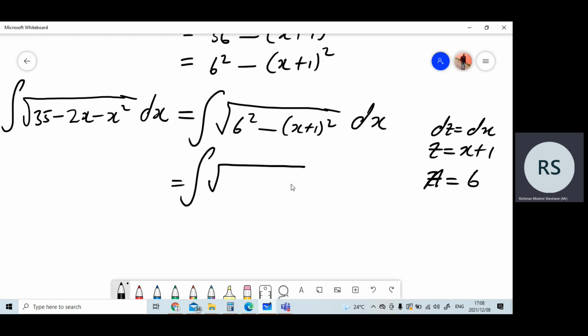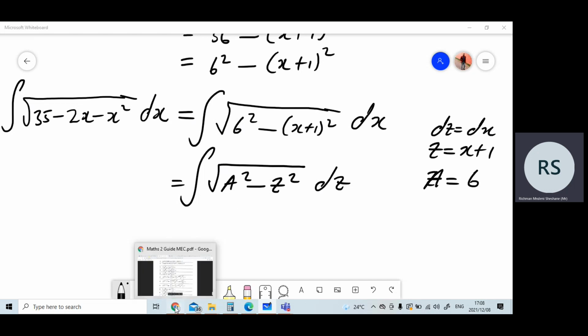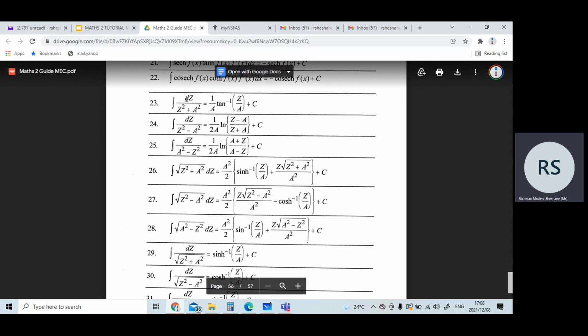We said 6 is a, so you'll have a squared minus z squared, because x plus 1 is z, and dx is dz, okay? Check which formula will help you to integrate this form. From the formula sheet, we were looking for a formula with the square root of a squared minus z squared. So which formula is this?